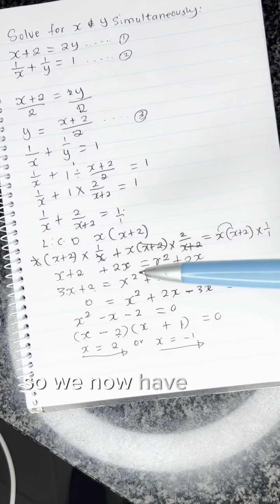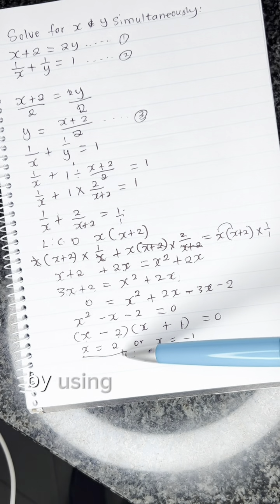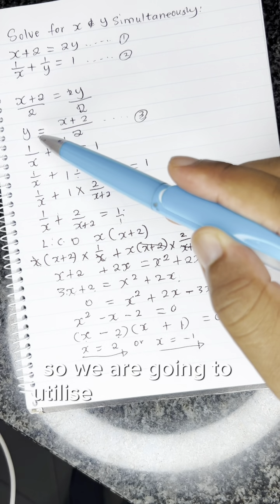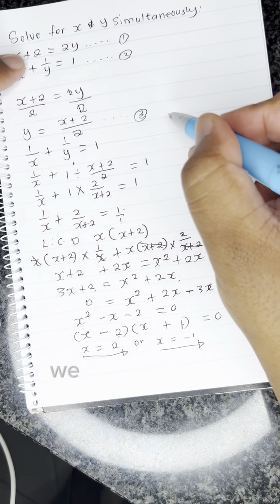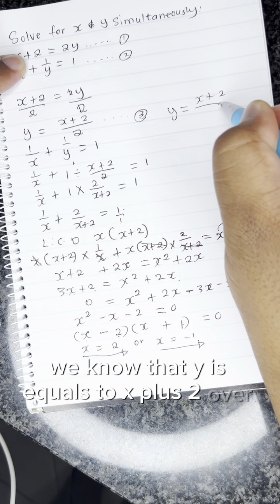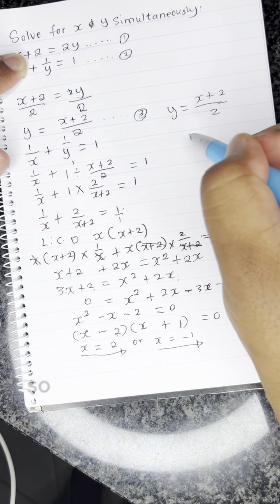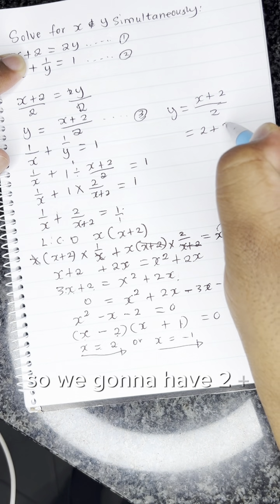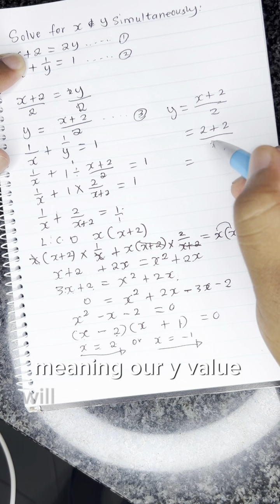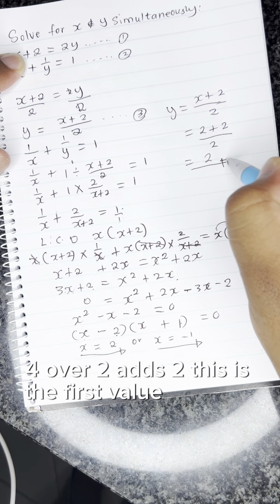We now have to find the values of y by using the values of x that we found here. So we are going to utilize equation number 3. In equation number 3, we know that y is equal to x plus 2 over 2. So let's start first with x equals 2. We're going to put 2 where there's x. So we're going to have 2 plus 2 over 2, meaning our y value will be equal to 2 plus 2 is 4, 4 over 2 is 2. This is the first value of y.